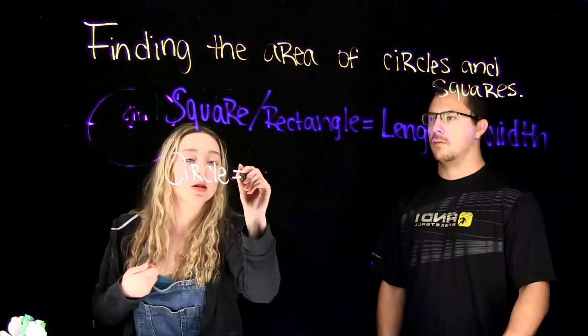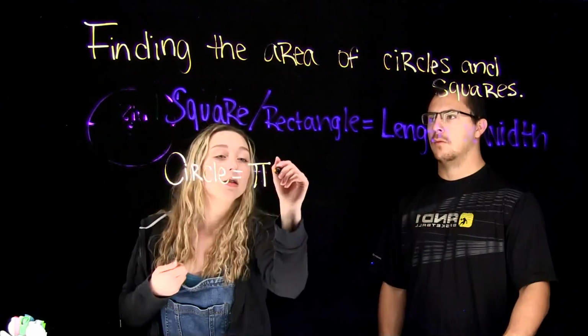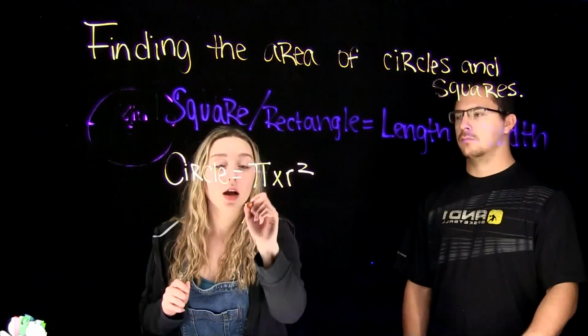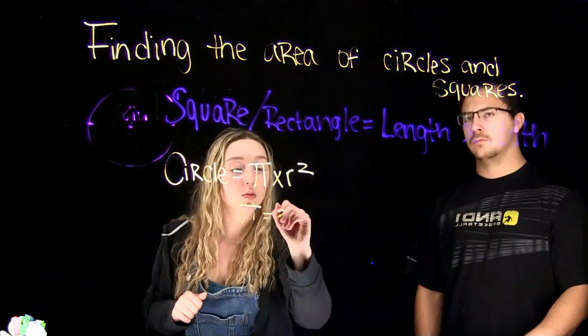For a circle, it's going to be pi times r squared. Make a note of that. And pi, always remember pi equals 3.14.